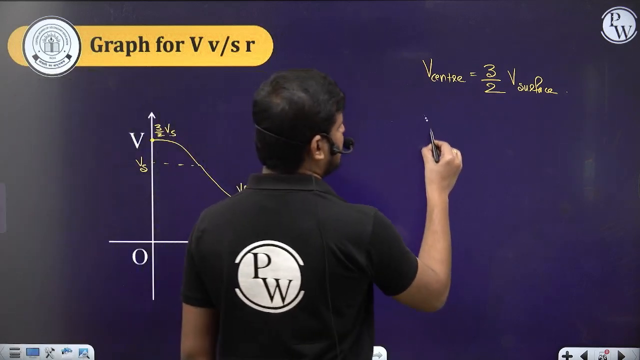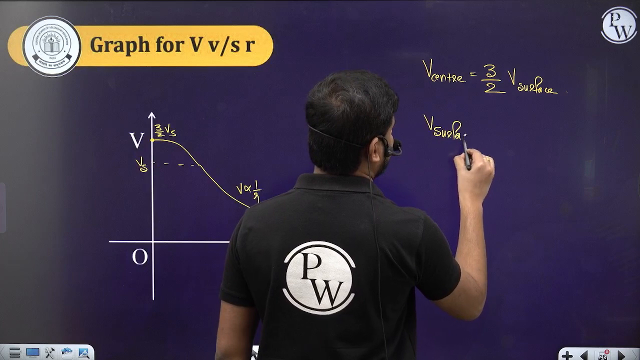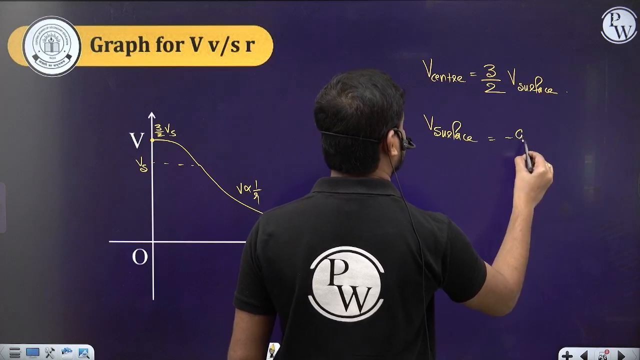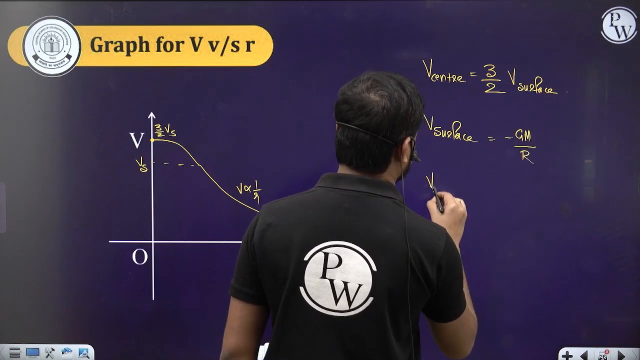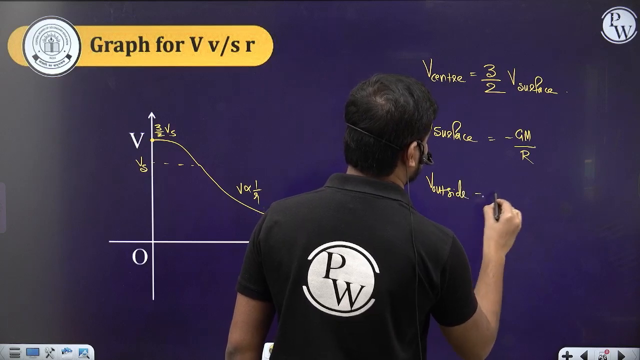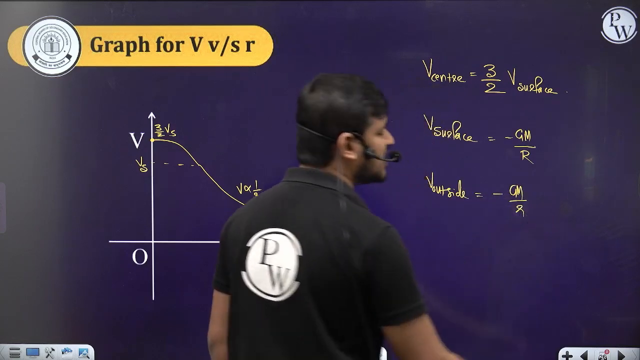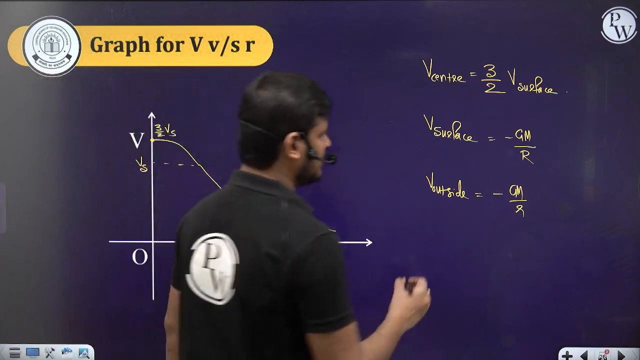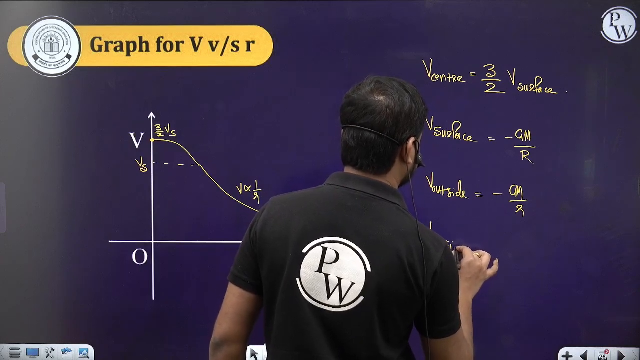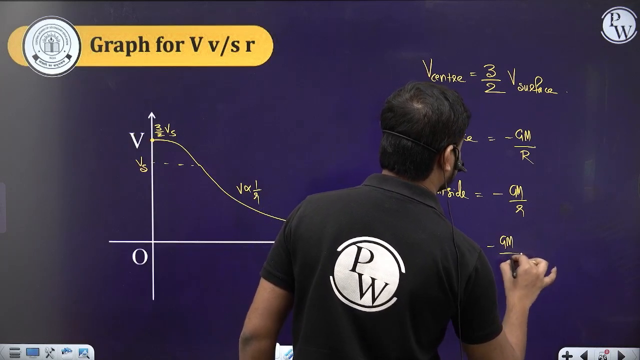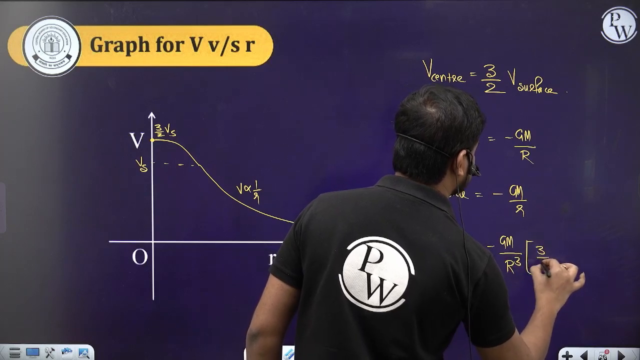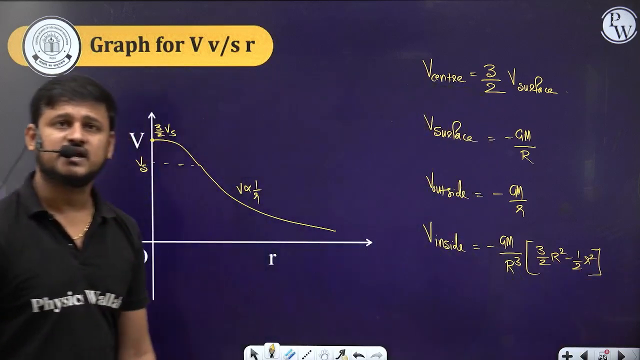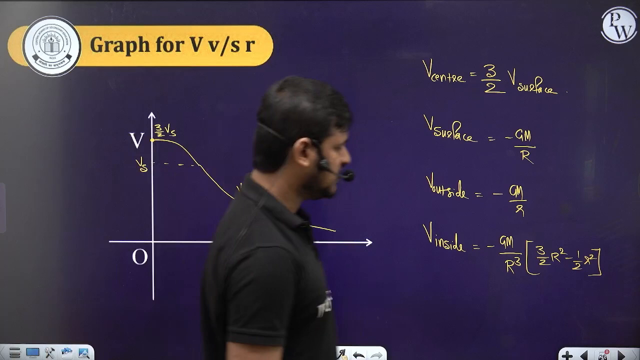Okay, now clear, guys? So V at the surface is simply minus GM by R. Write the formulas along with me. V outside is minus GM by r, where this small r is the distance from the center of the sphere to where you are finding the gravitational field. And then V inside, you can also write the formula: minus GM by R cube into 3 by 2 R square minus 1 by 2 small r square. That's it. Clear? Done this part? Sure. So let's move further.